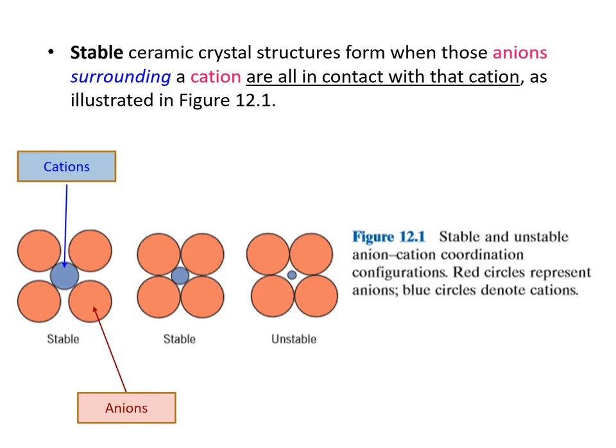Stable ceramic crystal structures form when those anions surrounding a cation are all in contact with that cation, as illustrated in figure 12.1. If you look here, these two represent a stable crystal structure of ceramic, because all of the anions are directly in contact with the cation in the middle. However, in this configuration, the cation in the middle is not directly in contact with the anions. Thus, this structure is called unstable coordination.